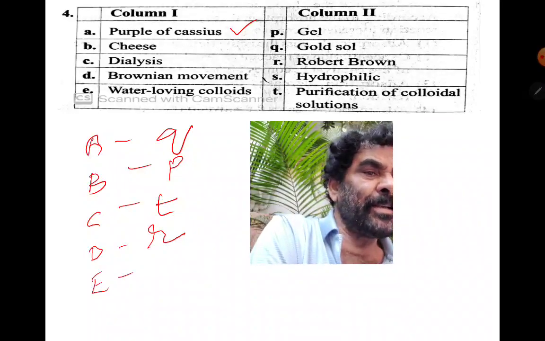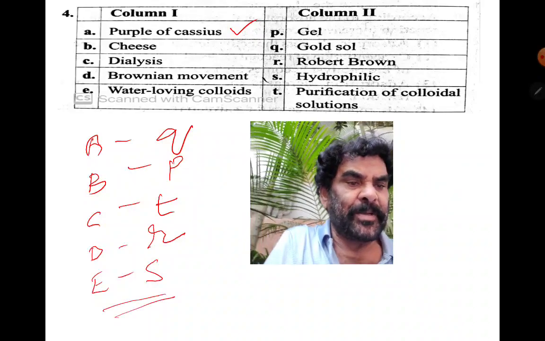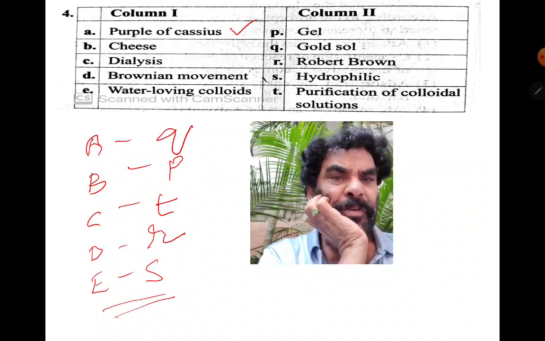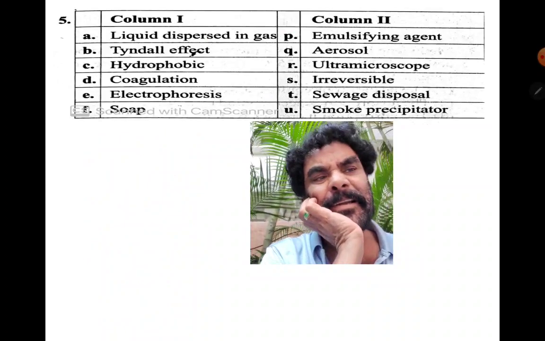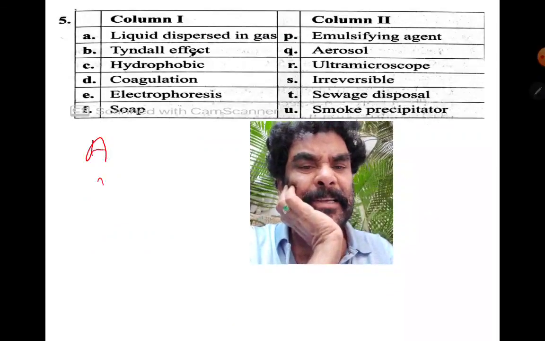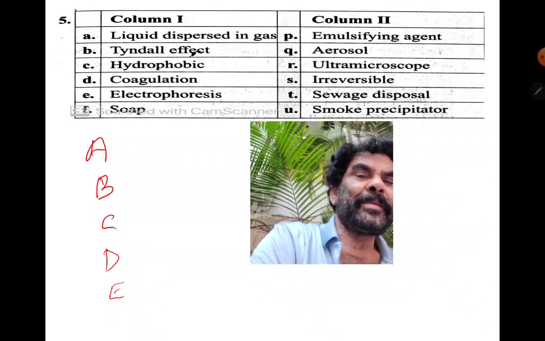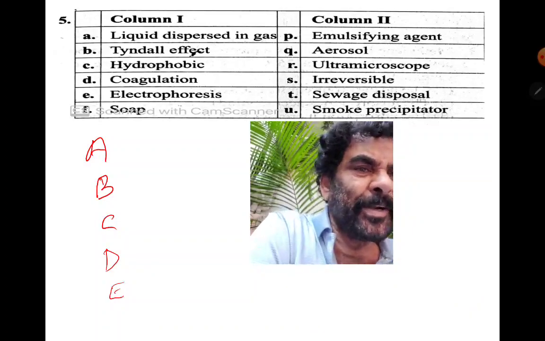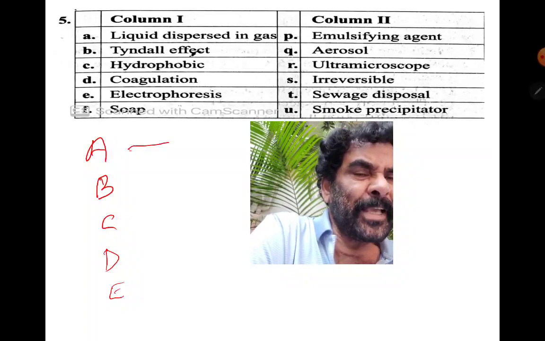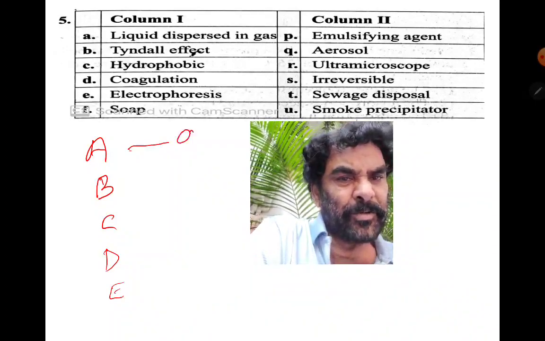Water loving colloids, hydrophilic colloids. Yes. Simple, very simple. So, see, if you know the theory, it is easy to pair up what is there. So, liquid dispersed in A, B, C, D, E. So, I have taken the column A from column B. Liquid dispersed in air, what, aerosol, right? Liquid in gas type, colloid is called as the aerosol, that is Q.